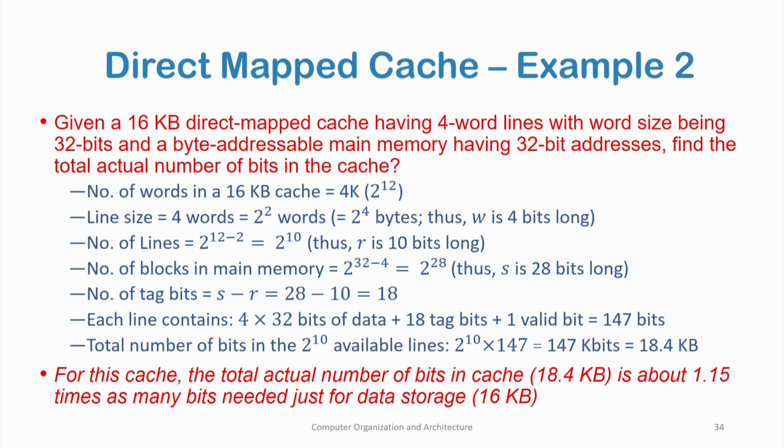So, the total number of bits in the 2 to the power 10 available lines is 2 to the power 10 into 147, which equals 147 K bits, equals 18.4 kilobytes. Hence, for this cache, the total actual number of bits, which is 18.4 KB, is about 1.5 times as many bits as needed for data storage, which is 16 kilobytes.